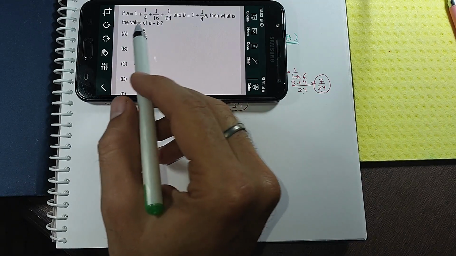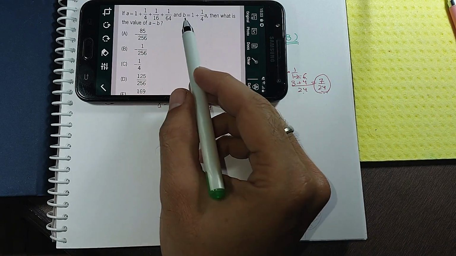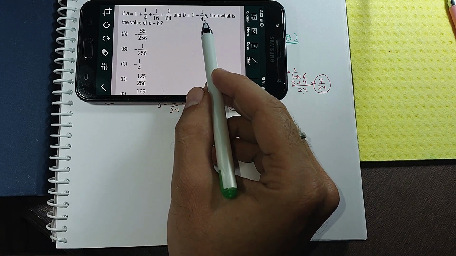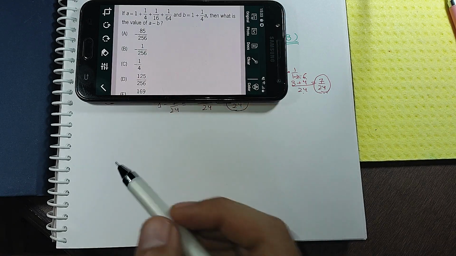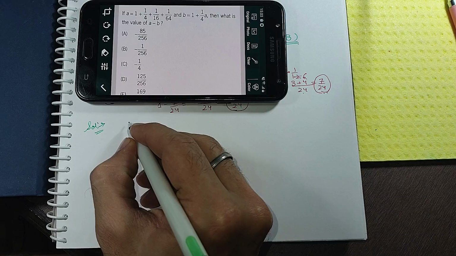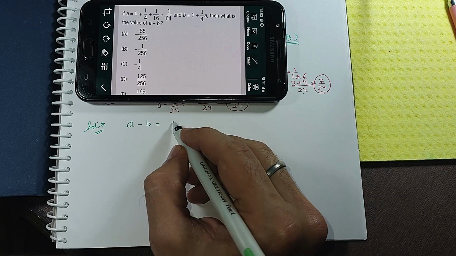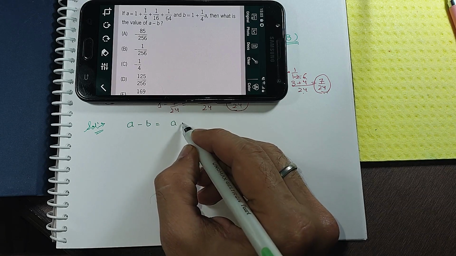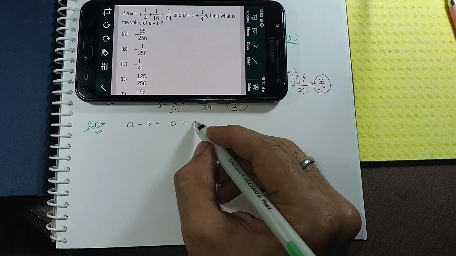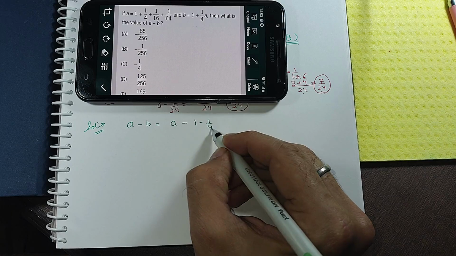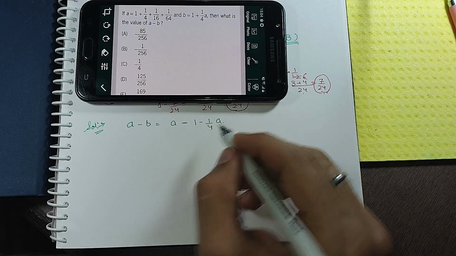If A is equal to this whole expression and B is equal to 1 plus 1 by 4 of A, then what is the value of A minus B? See, we need to calculate the value of A minus B. Now, we won't be putting the value of A right now. So A minus B is A minus 1 minus 1 by 4 of A. Fine. Now 1 by 4 of A.